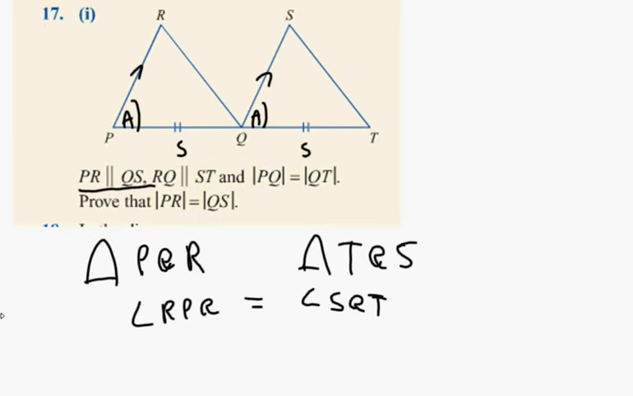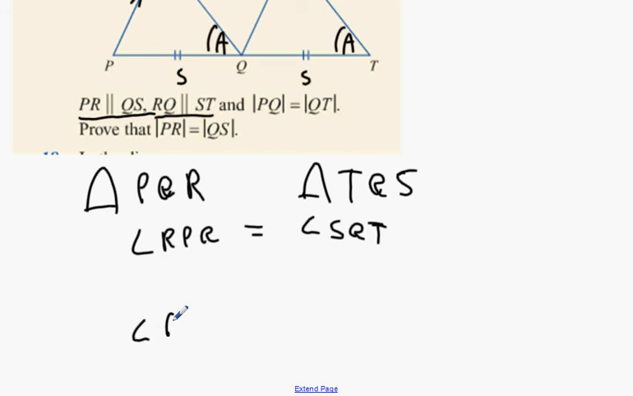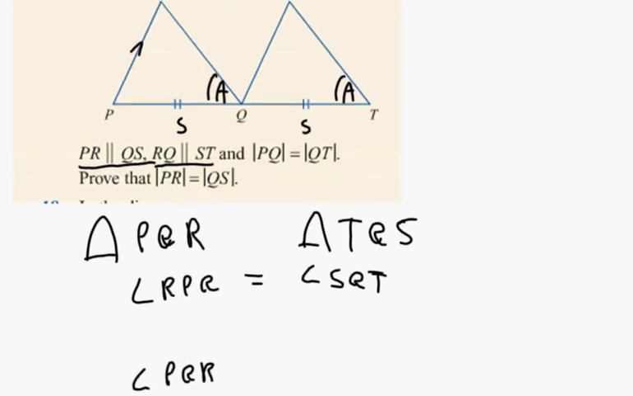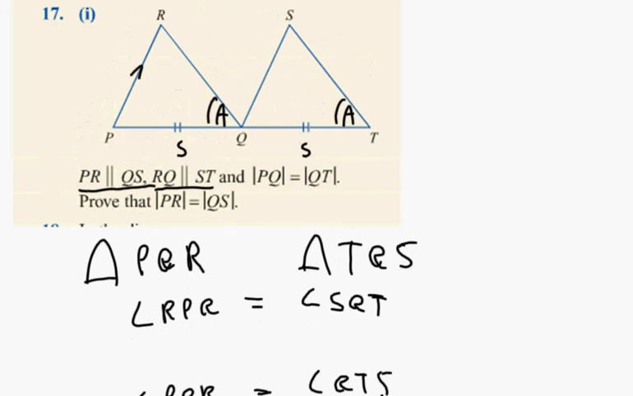We're also told that RQ is parallel to ST. So what that will mean is that this angle here is the same as this angle here. So what can we write down for that? Angle PQR equals QTS. So we know that angle is the same as that angle, we know that angle is the same as that angle, and we know the side in between is the same length. So what is it? AS A.